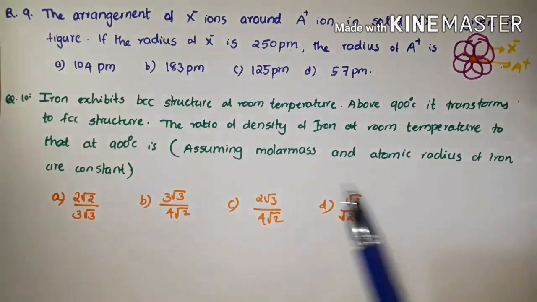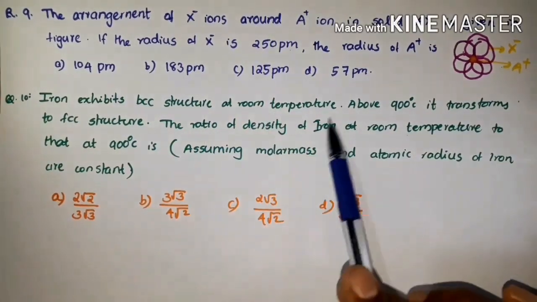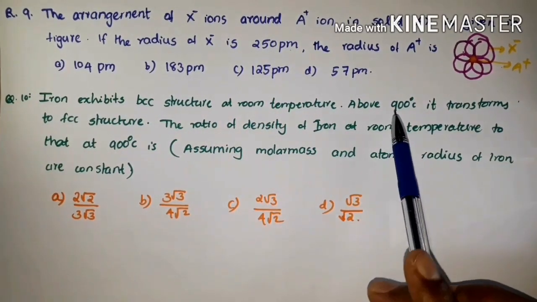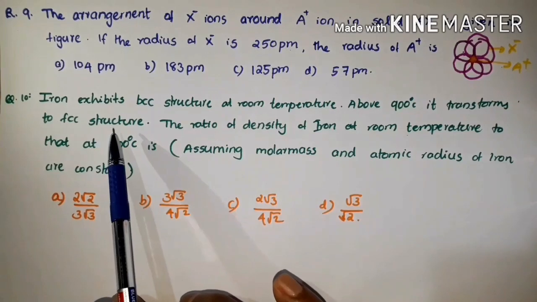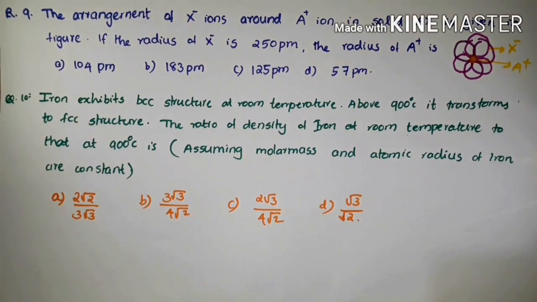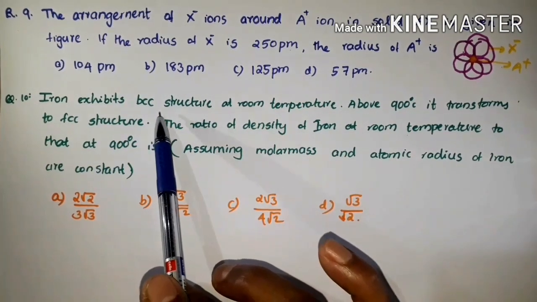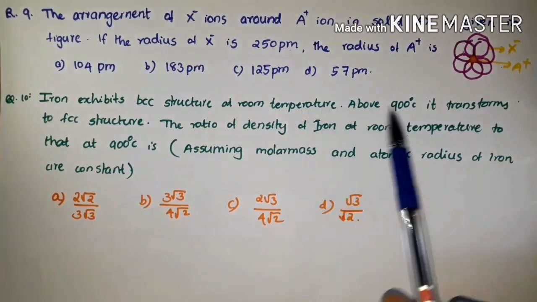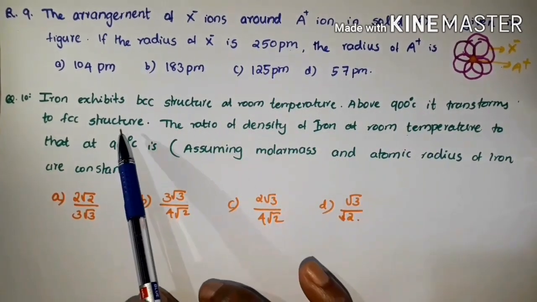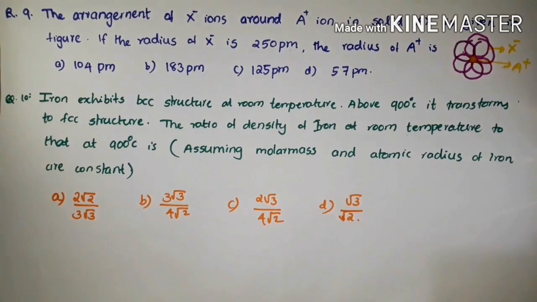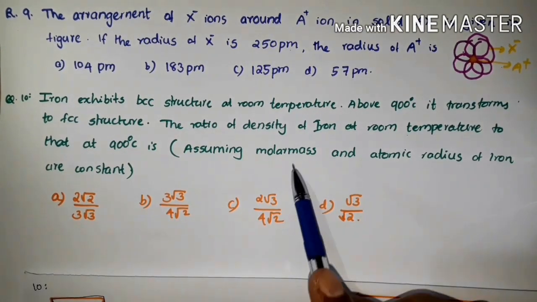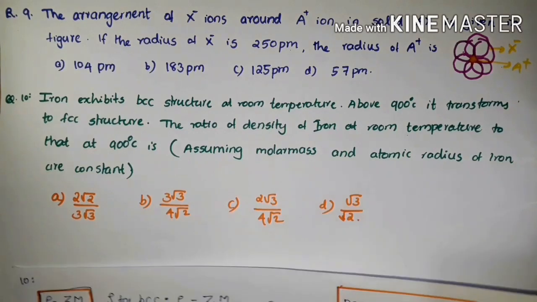Iron exhibits BCC structure at room temperature. Above 900 degrees Celsius it transforms to FCC structure. The ratio of density of iron at room temperature to that at 900 degrees Celsius is? Check the question. Iron exhibits BCC structure at room temperature. Above 900 degrees it transforms to FCC. Ratio of density of iron at room temperature to that at 900. So assuming the molar mass and atomic mass of iron are constant.